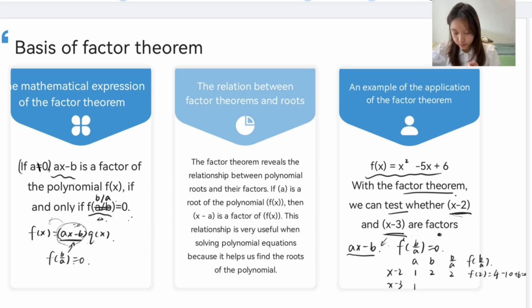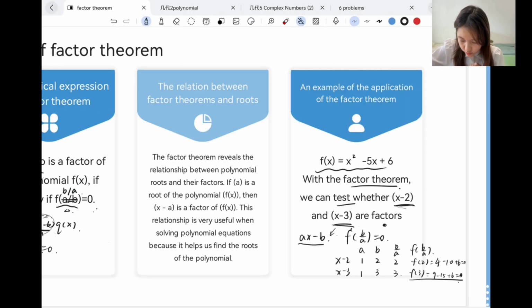And for x minus 3, a is 1, b is 3, and f(b over a) is also 0. So x minus 2 and x minus 3 are factors of f(x), which is true, and x equal to 2 and 3 are the roots of this equation.